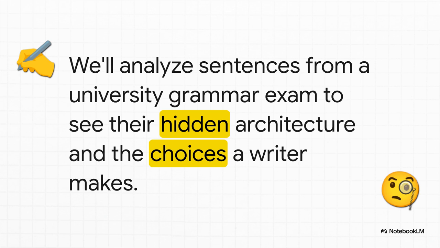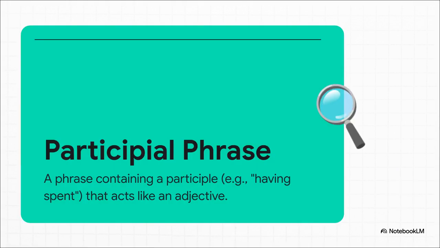This isn't about just finding the right answer. Not at all. It's about understanding the choices a writer makes, the little tweaks and structures that create meaning and make a sentence flow. So let's pull out one of our first tools from the toolbox. It's called a participle phrase. Now I know that sounds super technical and maybe a little intimidating, but the idea behind it is actually pretty simple. It's a fantastic way to blend actions and descriptions together to make your writing smoother and more dynamic.